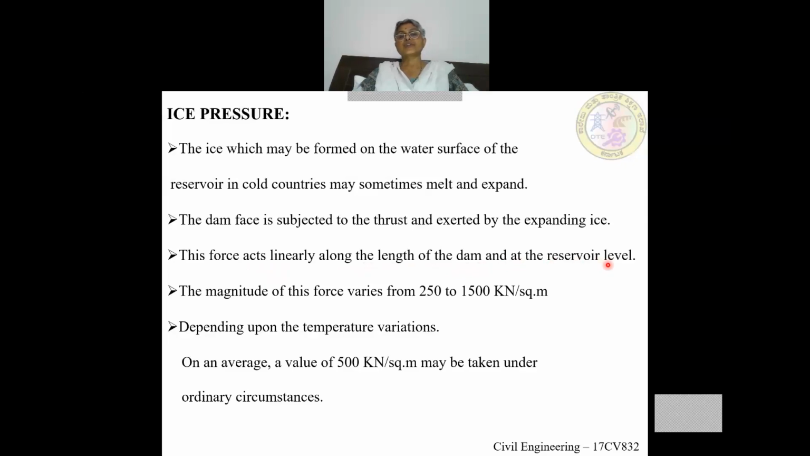The ice thrust is only at the top, that is at the top reservoir level, because ice floats. The magnitude of this force varies from 250 to 1500 kilonewton per square meter, depending upon the temperature variations. On average, a value of 500 kilonewton per square meter may be taken under any ordinary circumstances. So you can remember this value: 500 you can take for ordinary circumstances. Otherwise, it varies from 250 to 1500 kilonewton per square meter, and this thrust will be at the reservoir level only.